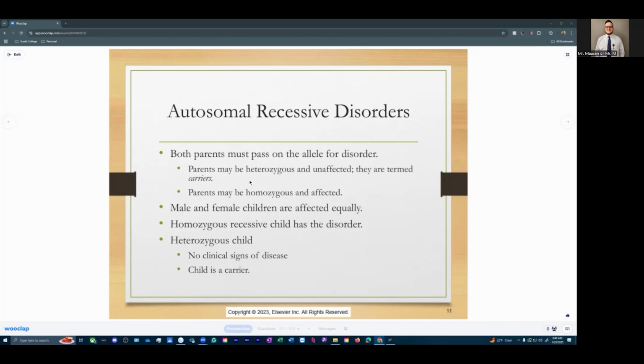So the first section talks about autosomal recessive disorders. Basically what it's saying here is both parents must pass on the allele for the disorder. Again, an allele is basically just matching a gene to its function. And mainly when they use the word allele, we're talking more about the parents' genes and trying to map it to their children or their expected future children.